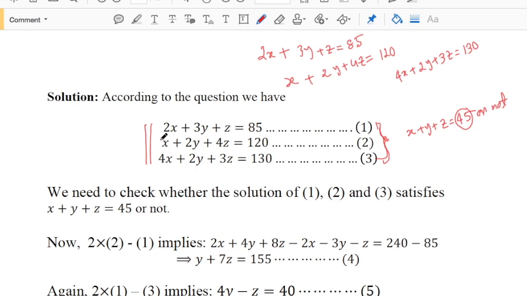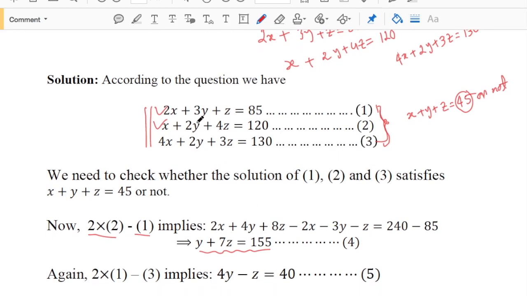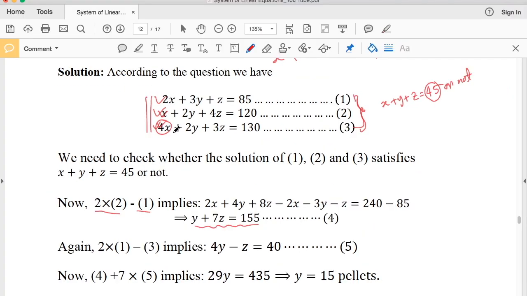You need to first eliminate x from equation 1 and 2. To do that, the x coefficients need to be the same. So we need to multiply equation 2 by 2 and then subtract equation 1. That gives us y plus 7z equal 155. And again, you can use either equation 2 and equation 3 to eliminate x from the third equation, or you can use equation 1 and equation 3. So here I used equation 1 and 3, and to make the coefficients equal in 1 and 3, I multiply equation 1 by 2 and then subtract equation 4. That gives us equation 5.